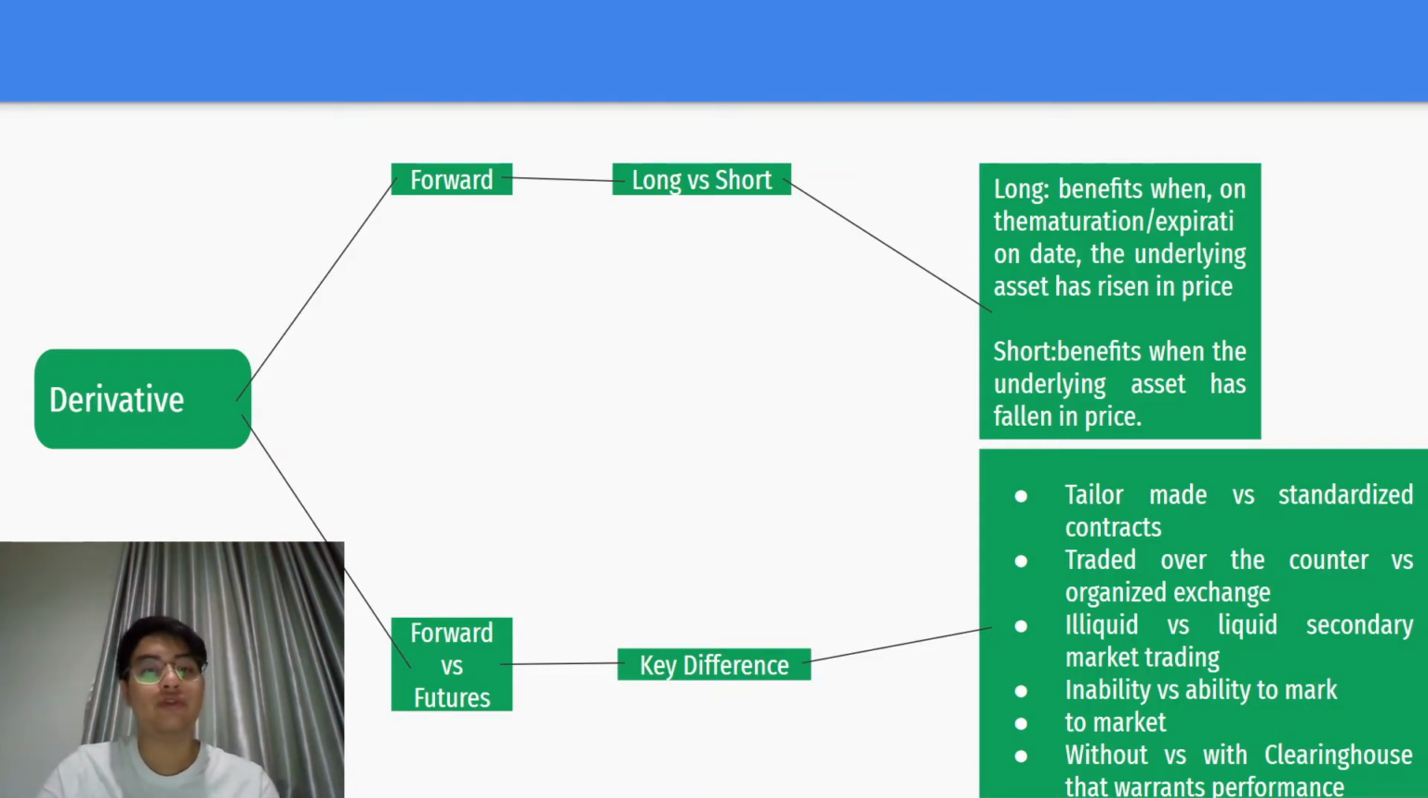So forward versus future. The key differences are that, first, forward is tailor-made and future is a standardized contract, traded over the counter versus organized exchange. Third, illiquid versus liquid secondary market trading. Fourth, inability versus ability to. Fifth, without versus the clearing house that warrants performance.